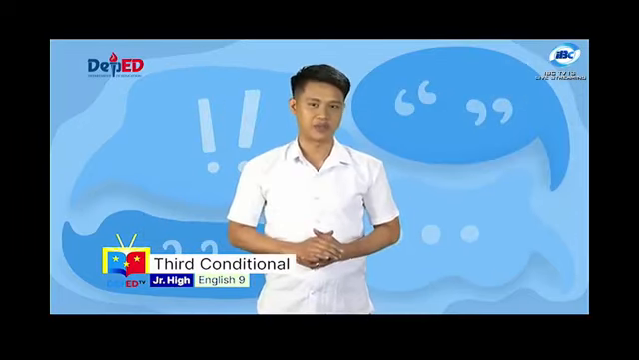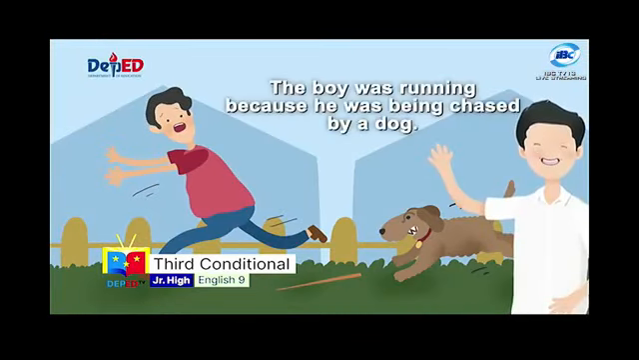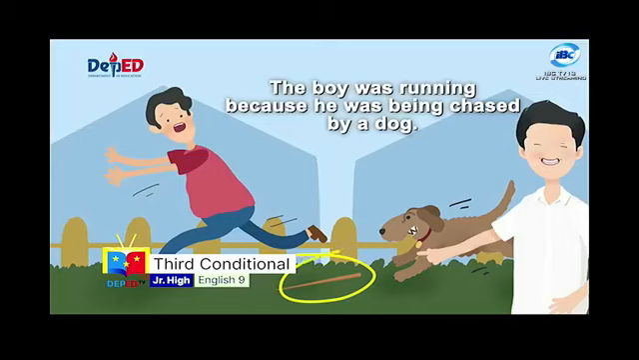Here's my first situation. The boy was running because he was being chased by a dog. If the boy hadn't done something wrong, the dog wouldn't have chased him. Look closer. I think there's a stick over there. Maybe he poked him, or worse, hit the poor dog.